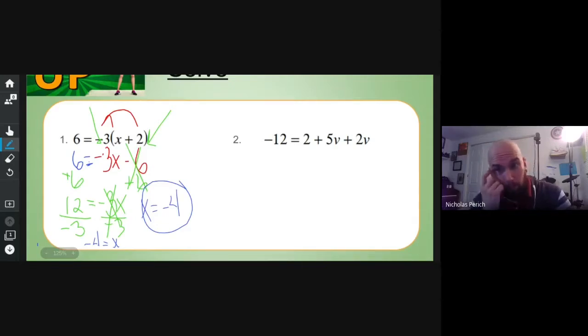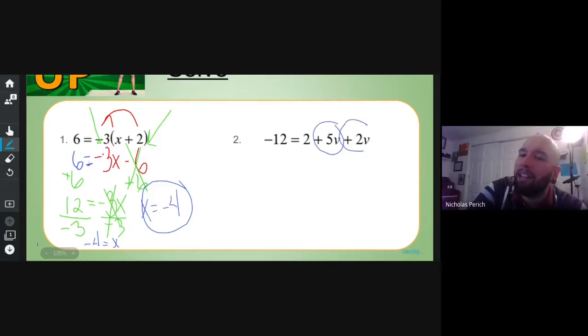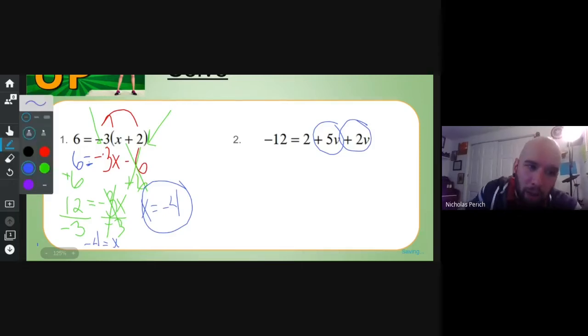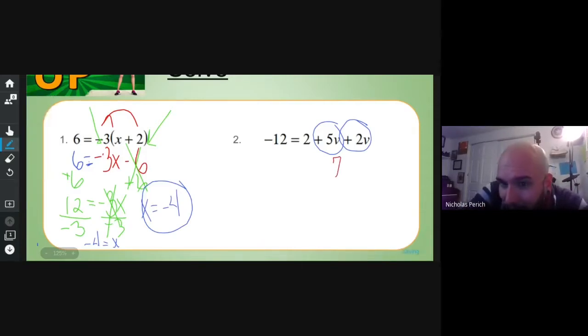All right. Look at these terms right next to each other. If I have two variables literally right next to each other, like 5v and 2v, that's like saying, I have 5 Valentines, and I also have 2 Valentines. Don't you have 7 Valentines?